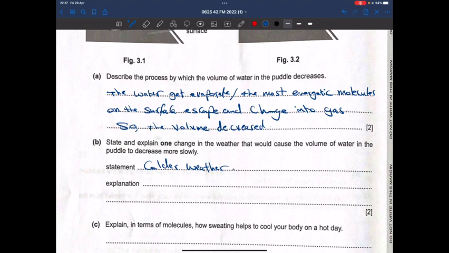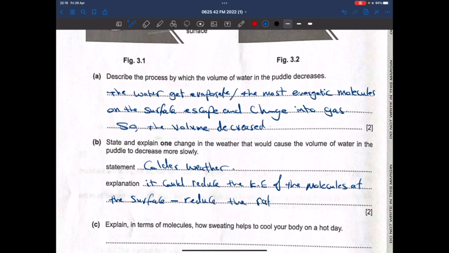The explanation here means it could reduce the kinetic energy of the molecules at the surface, then it means reduce the rate of evaporation.